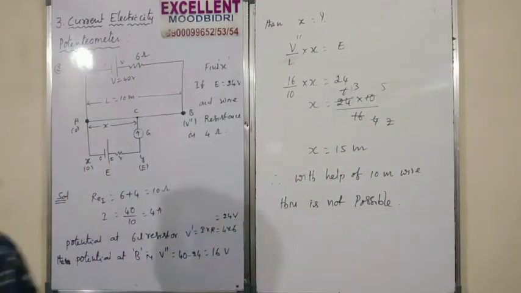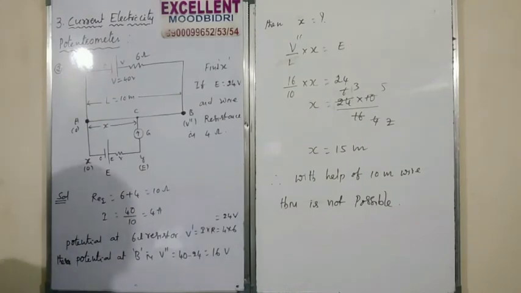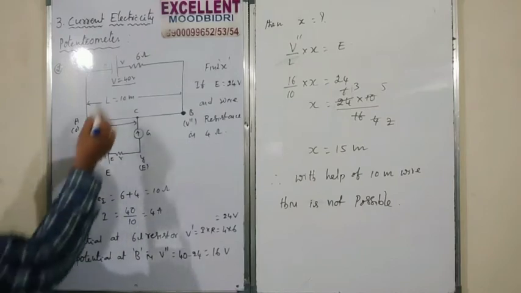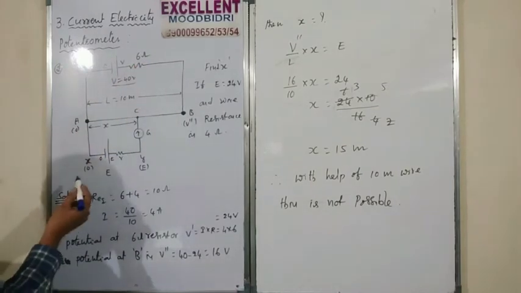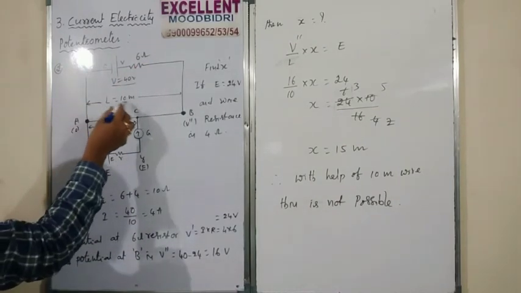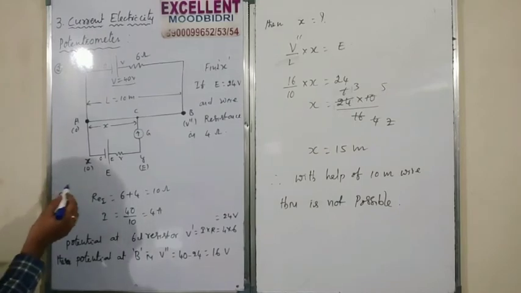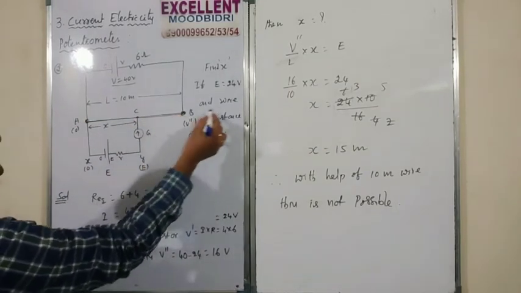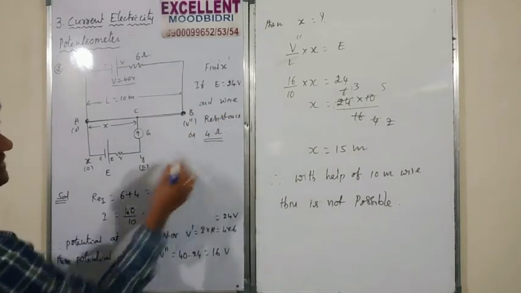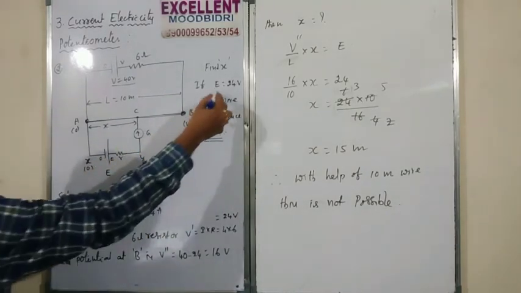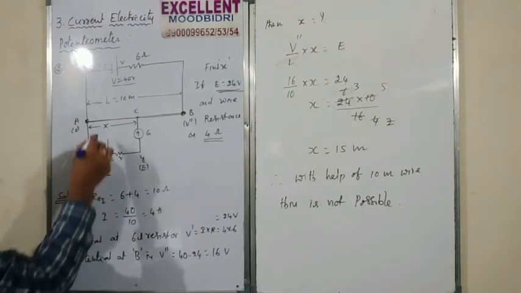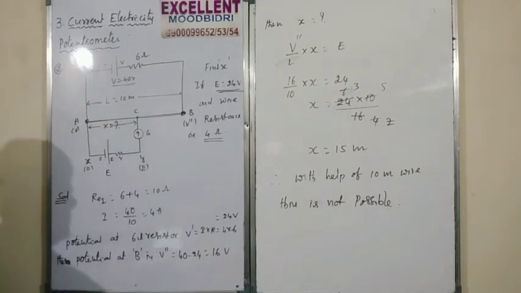Right. So problem number 2 I have given like that. Here battery voltage is equal to 40 volt and here resistance is 6 ohms and the length of wire is equal to 10 meters. Then the wire resistance is equal to 4 ohms I have given and EMF of cell is equal to 24 volt I have given. Yes or no? Then find the X. X is equal to how much?